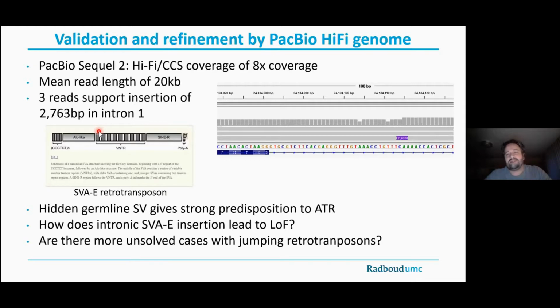But interestingly, you could now ask yourself whether there would be more cases where we have these kinds of jumping retrotransposons that may disrupt genes. And seeing the difficulty of identifying this one by other classical means, you may ask yourself, how often does that happen? And how often does it happen in so far unsolved cases, even after exome and genome sequencing?